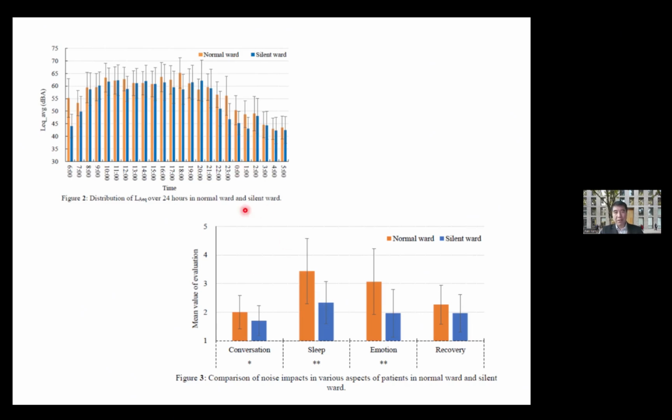And with this intervention, let's see what is the effect on perception. So that's a comparison of the noise impact in various aspects in normal ward and silent ward. This is normal ward, that's silent ward. You can see people's conversation quality, sleep quality, emotion, and recovery rate are all improved. So with this quite light-touched acoustic treatment, which not only changes the sound level and reverberation, but also affects people's behavior, this in turn makes a lot of improvements in all aspects in terms of sleep and also health aspects.